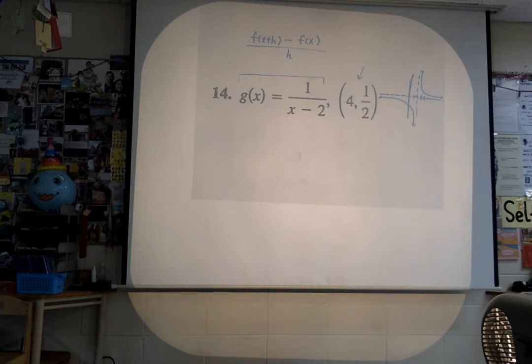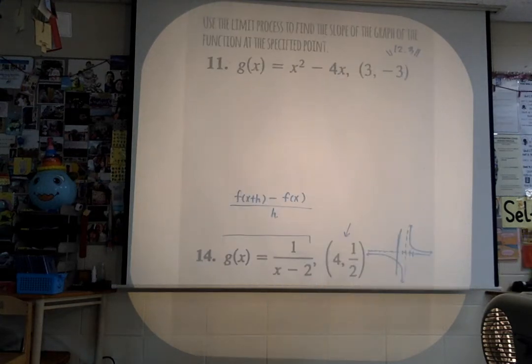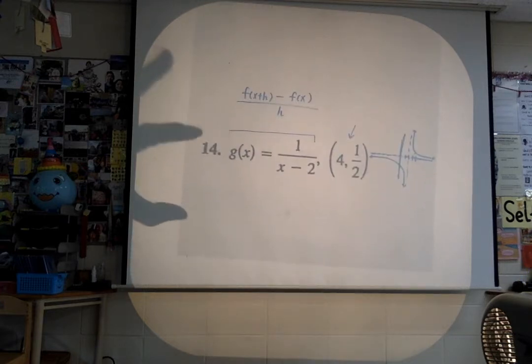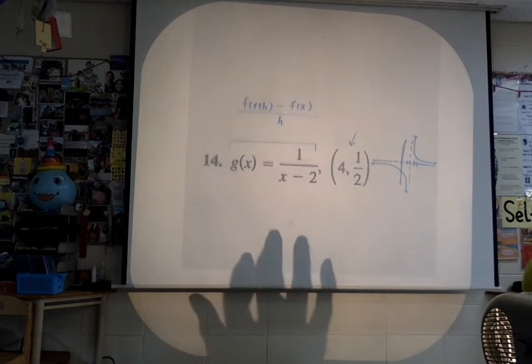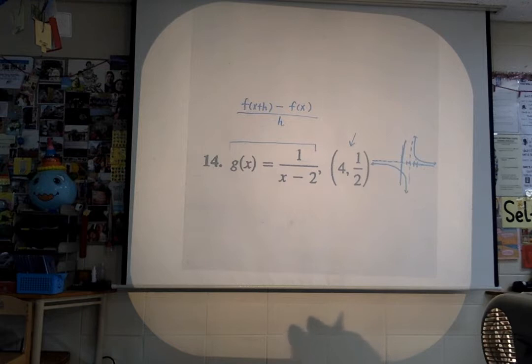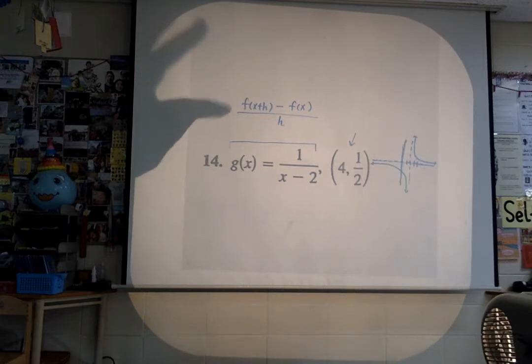Yesterday we ran out of time and we couldn't finish after number 11. So I was only able to do the first example in number 11 with you. So we're going to do number 14. I'll show you a couple more so you can get a better grasp of how the slope, the tangent line, secant line, derivative, how all those come together using the difference quotient here.